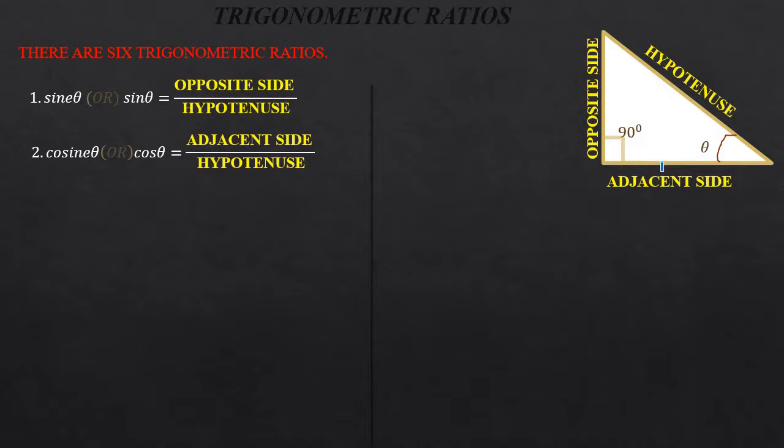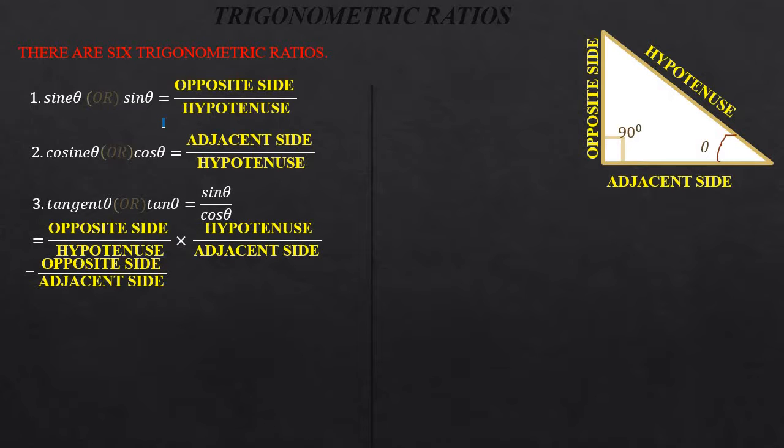Second, the ratio of adjacent side and hypotenuse is called cosine theta, or cos theta. So this ratio is written as a fraction. By use of these 2 ratios, we can develop the other 4 ratios. So the ratio of sin theta and cos theta is called tangent theta, or in short tan theta.